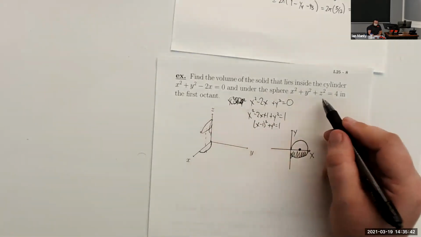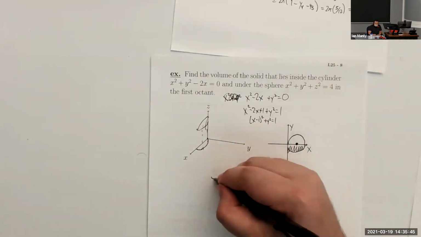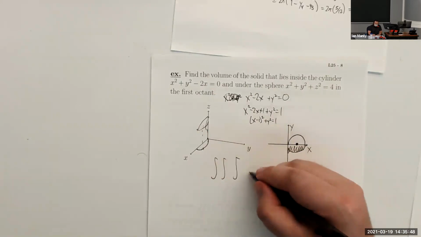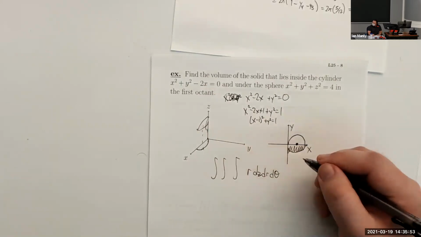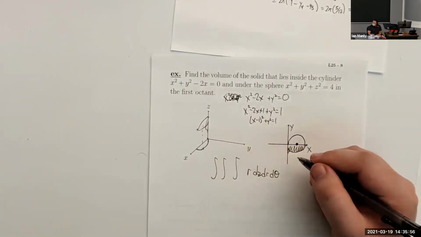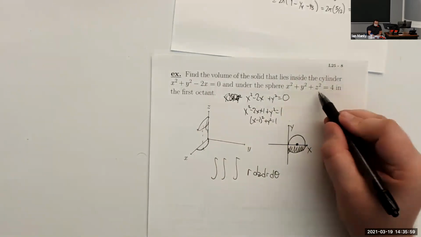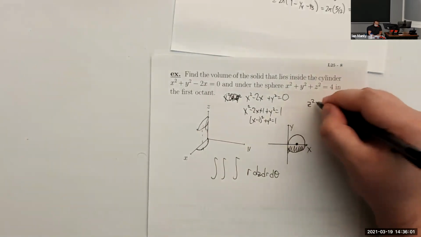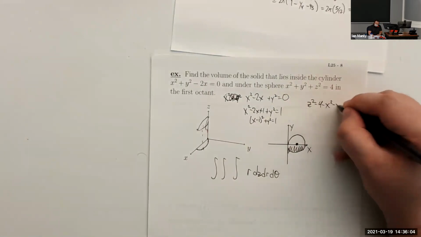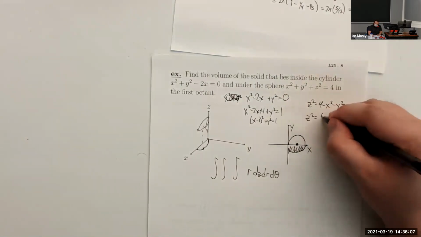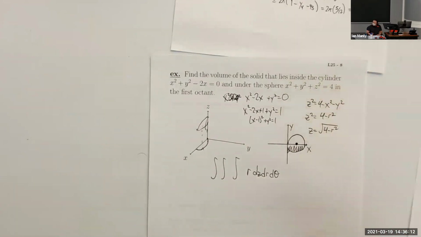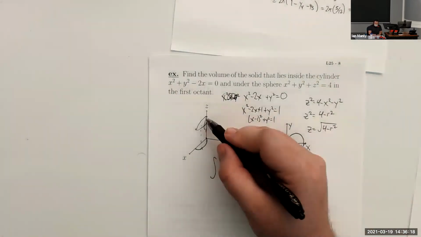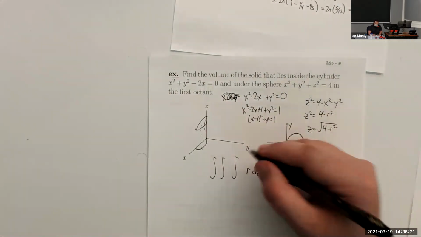So let's go ahead and solve the sphere equation for z, because we're going to need z bounds for our cylindrical integral. We're doing a volume, so it's just r dz dr d theta. I'm going to subtract y squared and x squared, so z squared is 4 minus x squared minus y squared. So z squared is 4 minus r squared, meaning that z is the square root of 4 minus r squared. This is going to be my upper bound because it's bound by the sphere here.